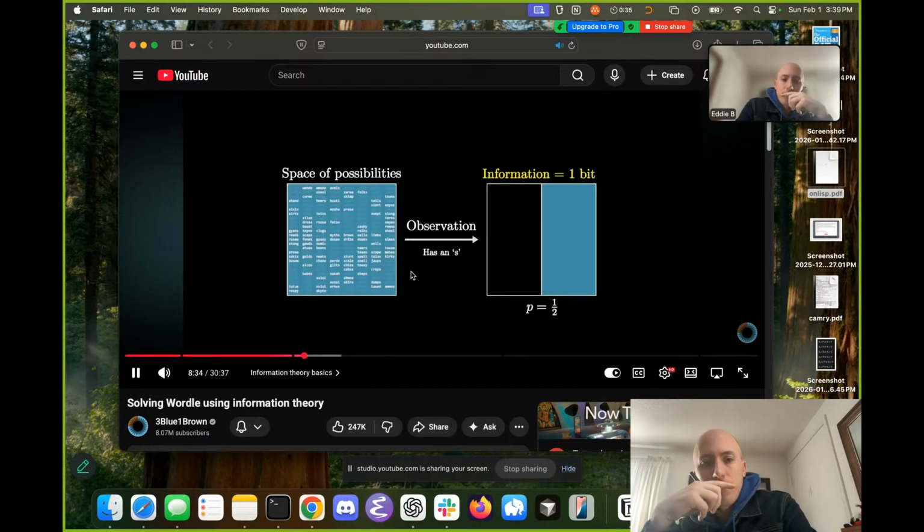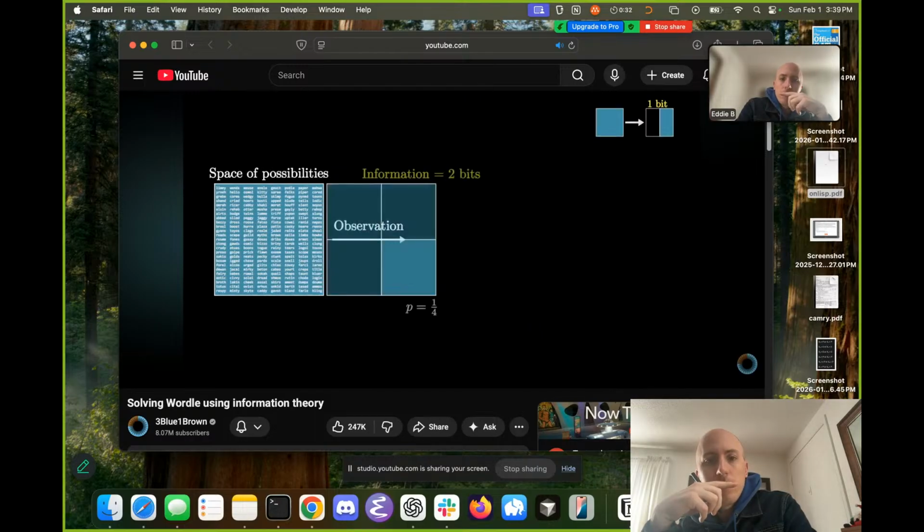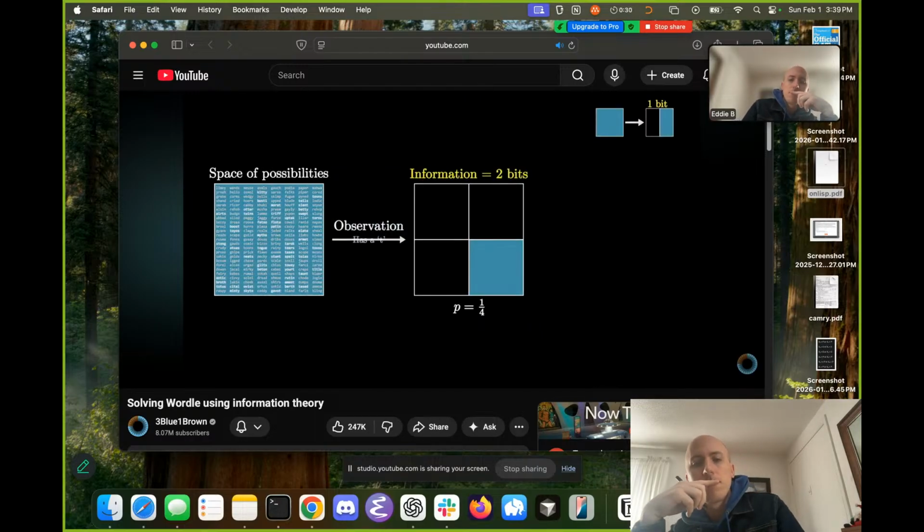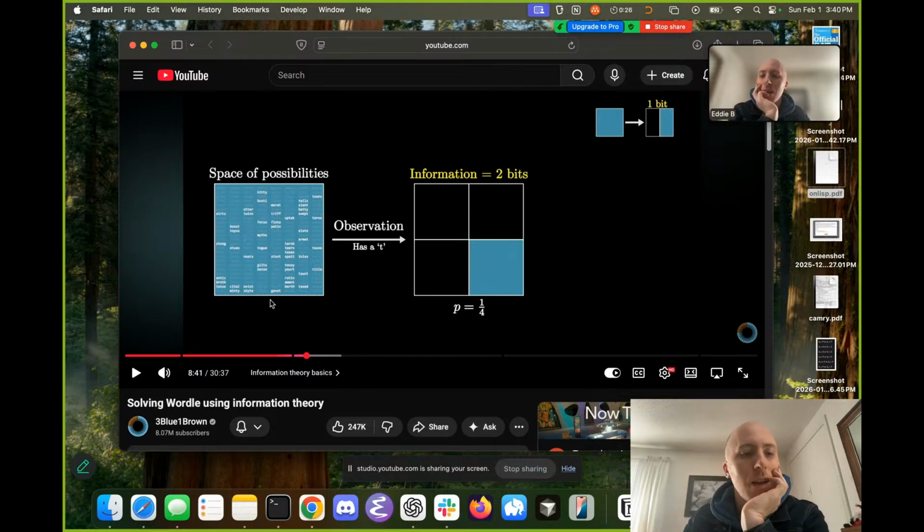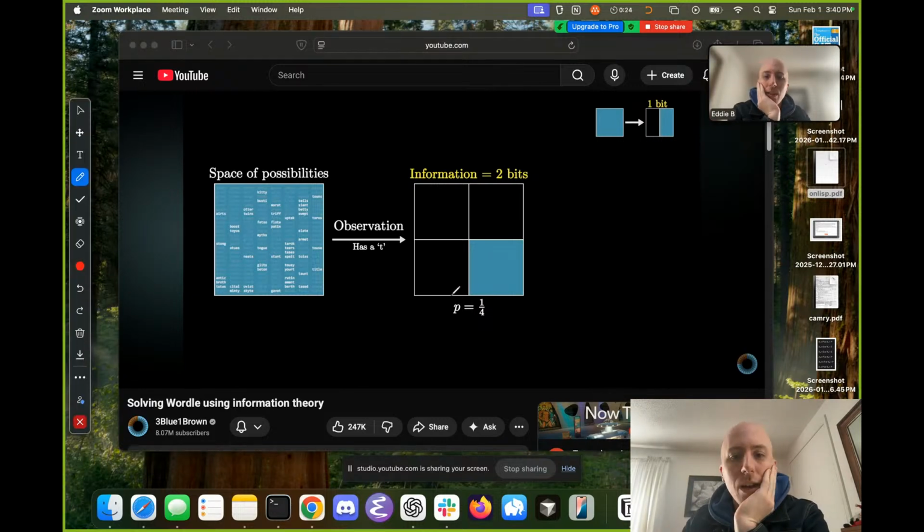Bit of information. If instead a new fact chops down that space of possibilities by a factor of 4, we say that it has 2 bits of information. Okay, so the probability of getting in this region here is 1/4. If you guess a T, then the probability of winding up in this region is 1/4, because all the other words are over here.